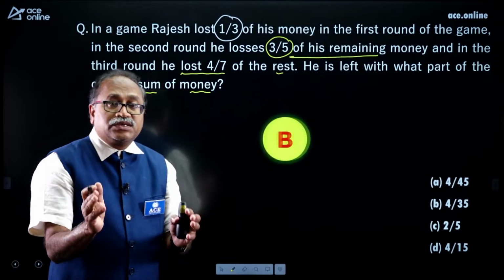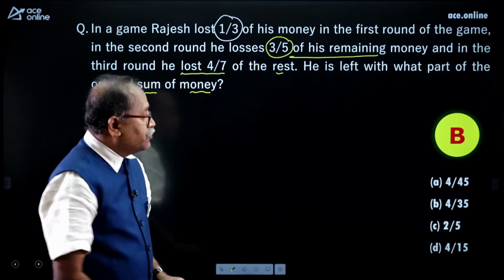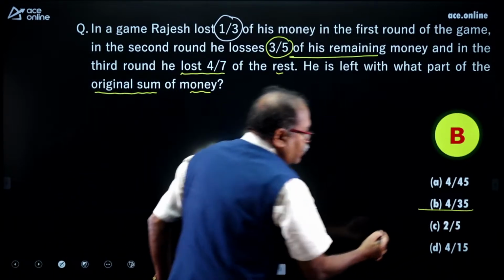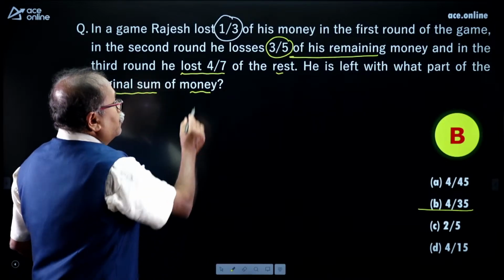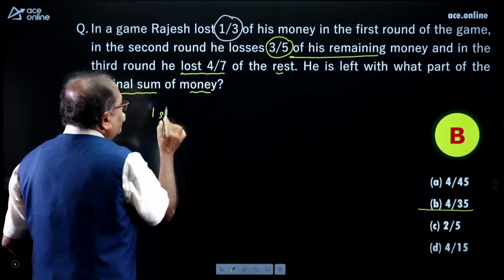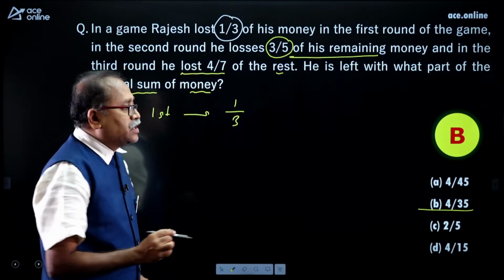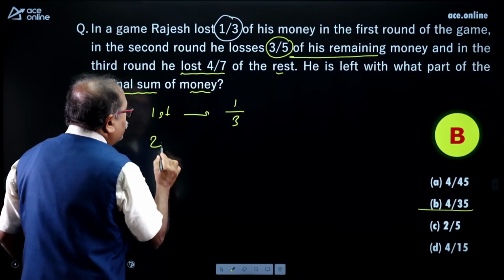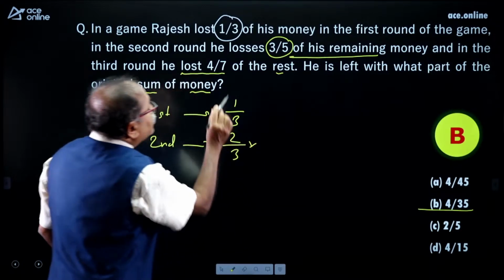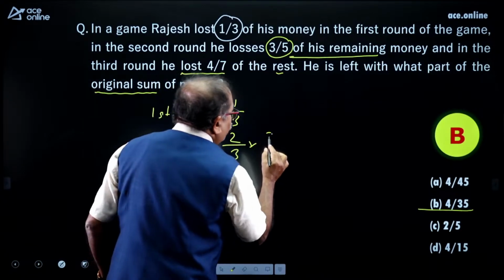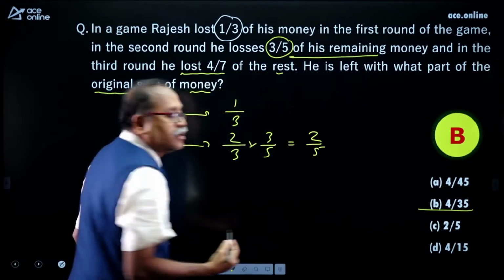And the option choice is B. If anyone has got option B, that's right. What is option B? I noticed that option B is 4 by 35. How to find it out? In the first round, what happens? 1/3 is lost. So what is left? 2/3 is left. So in the second round, what happens? That 2/3, what part has he lost? 3 by 5 he has lost, and that gives us 2 by 5.